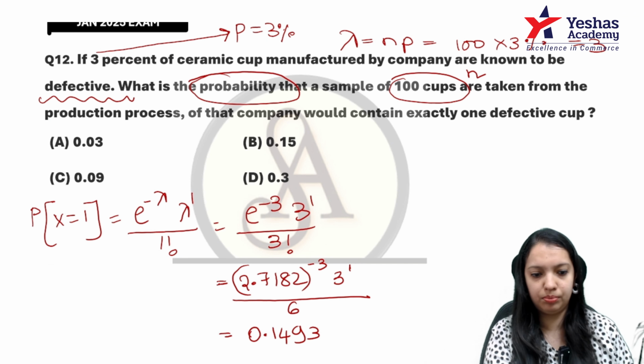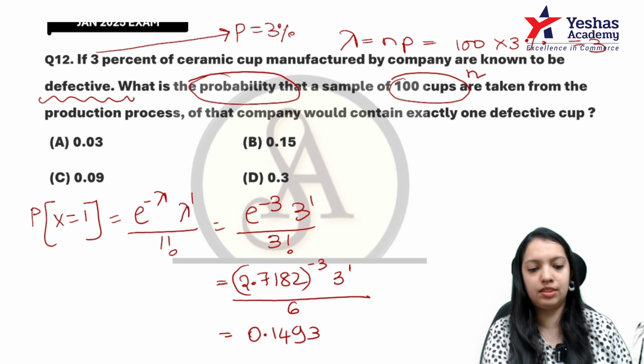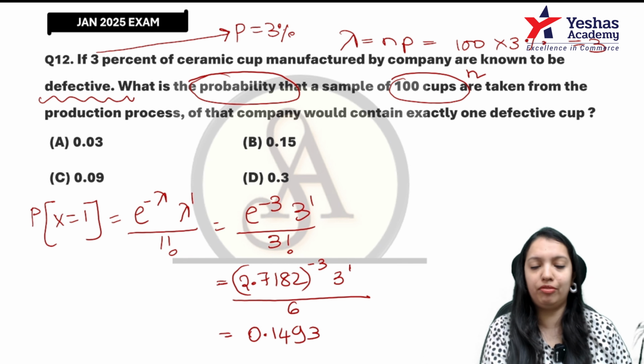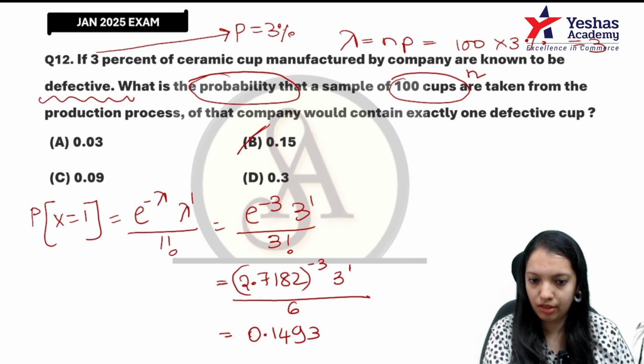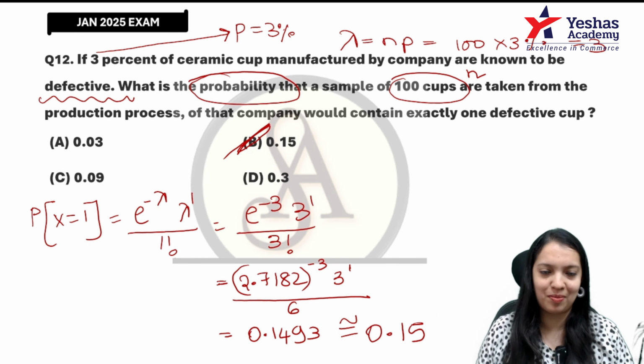I have applied that in probability formula. Find the probability that there is exactly one defective. X value is equal to 1, e power minus lambda, lambda power x, 1 divided by 1 factorial. When you solve this, you are going to get the answer as 0.1493, which is not there in the option. Approximately, this is equal to 0.15.